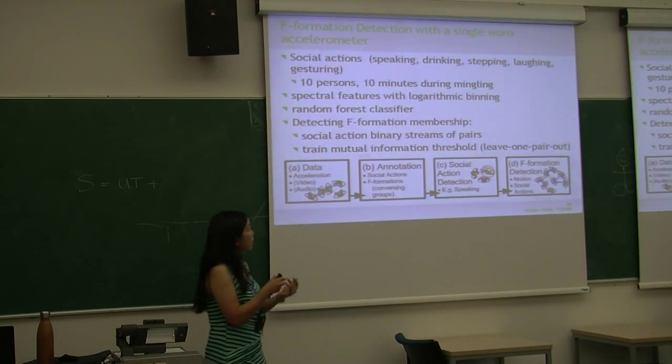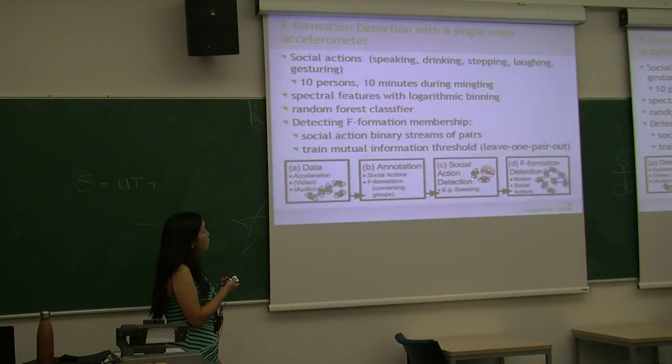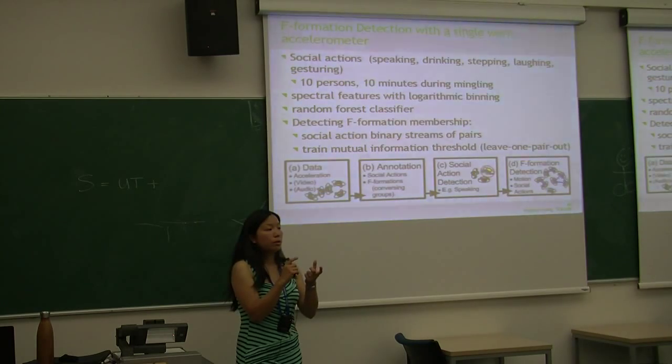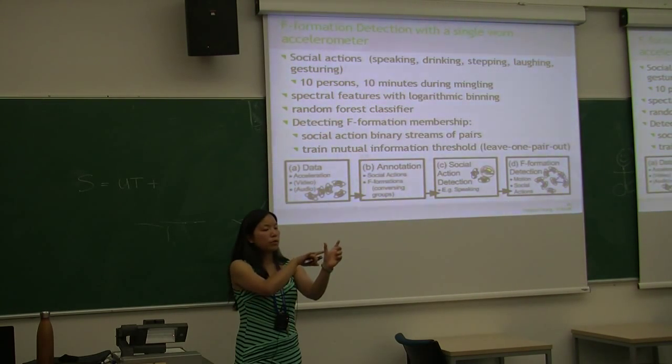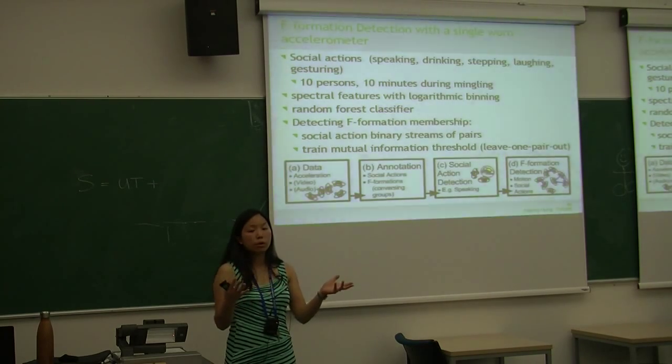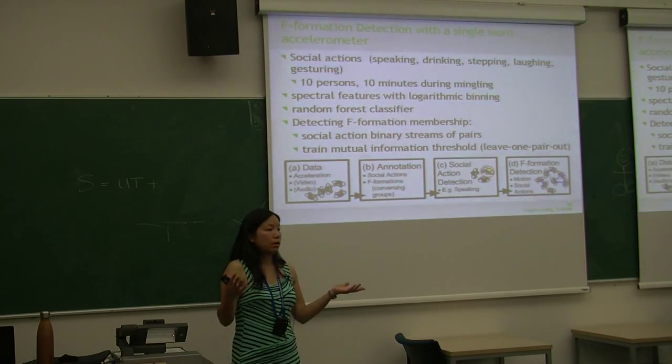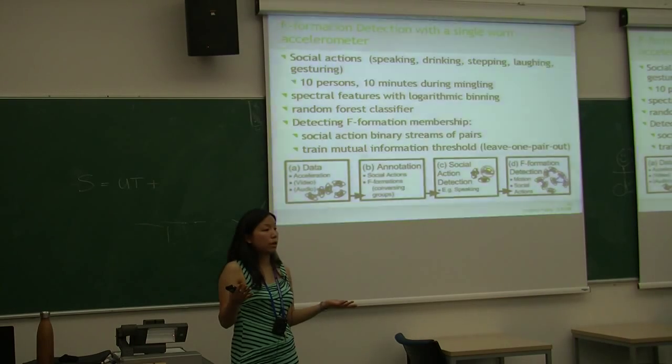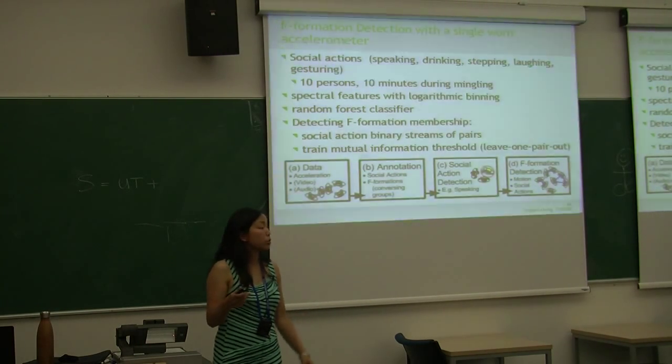And from that, we try to predict the F-formations based on looking at the mutual information between social actions. For example, if we were to look at two binary streams of speaking between two different people and compute the mutual information of that, and then learn a threshold of what the mutual information should be if those two people are talking together, does that already give us a good indicator of whether people are in the same conversation or not?